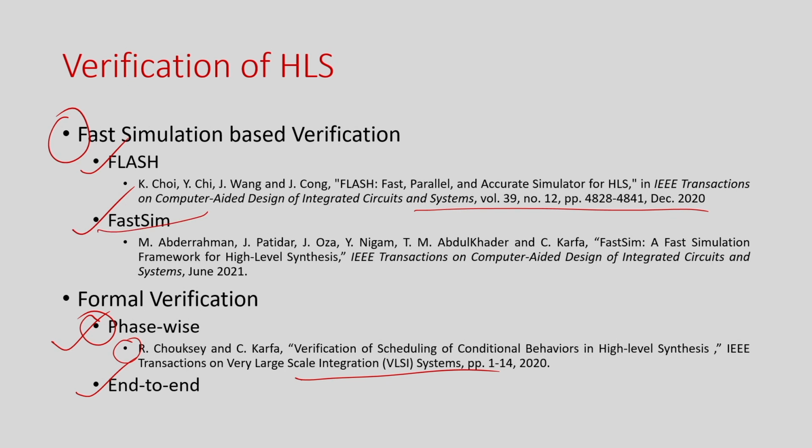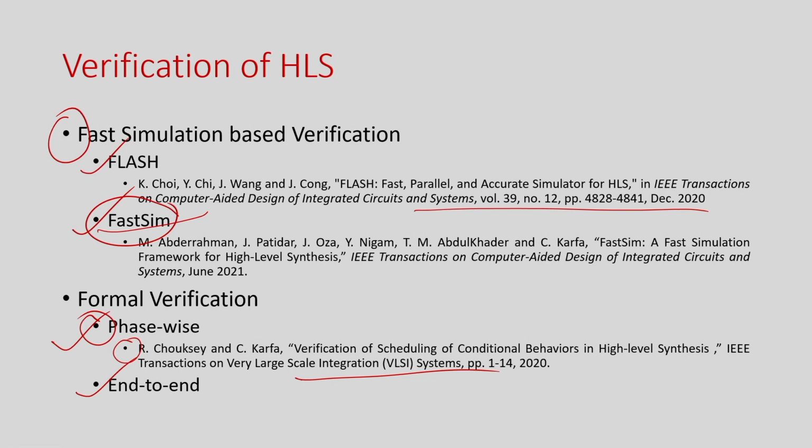But as I argued in this particular paper, FastSim, which is from our group, if you just do this, it only verifies the scheduling. It does not verify the allocation, binding, or the data path control generation phase. Also, it has to take some intermediate scheduling information that may not be available in some cases.